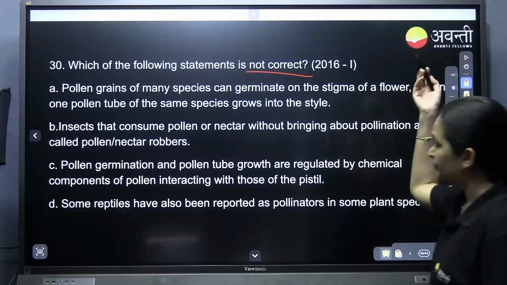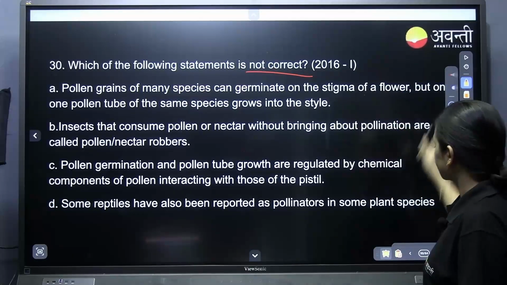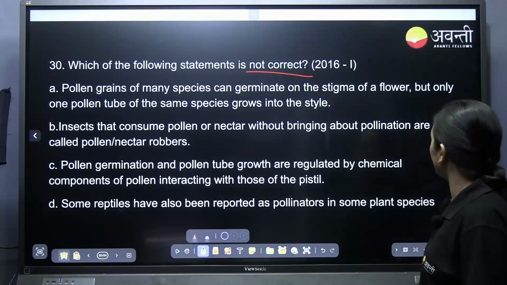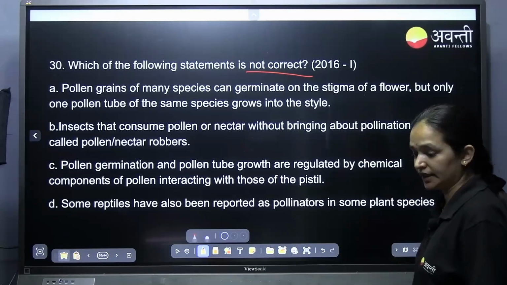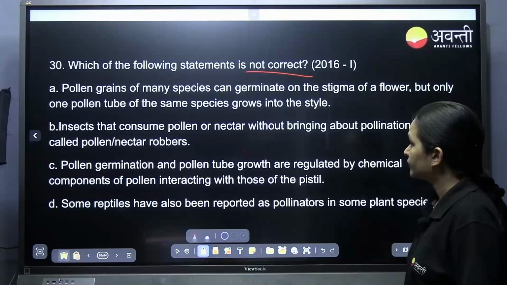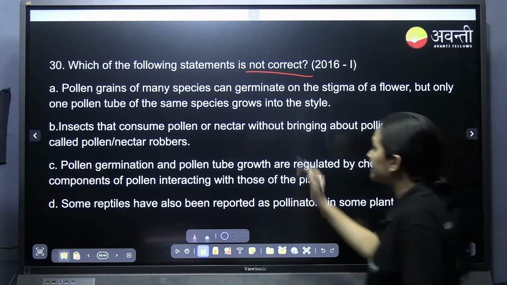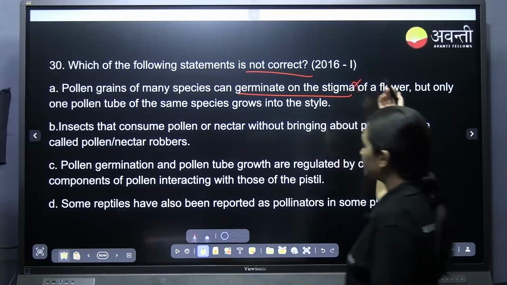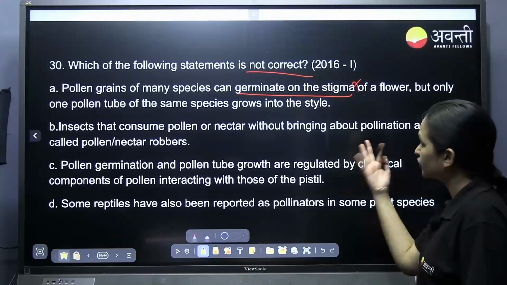The pollen grains of many species can germinate on the stigma of a flower, but only one pollen tube of the same species grows into the style. Is it true? Pollen grains of many species can germinate? No, they cannot germinate, right? Pollen-pistil interaction में interact ही नहीं हो पाते हैं, so how do they germinate? So we got the answer.